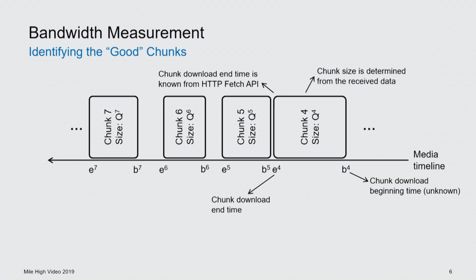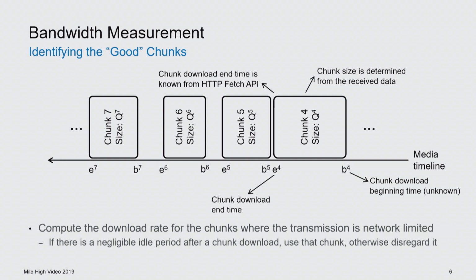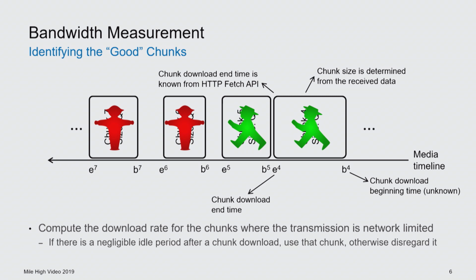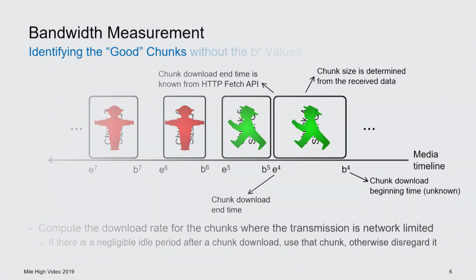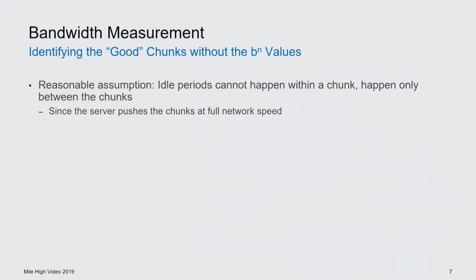If you don't have that information, and we don't, you can just try to predict it. If the B value for the next chunk is close to the E value of the previous chunk, that means they are really back-to-back, so they are network limited. If it is not, then they are source limited. So in this case, the first two chunks are the good chunks that I want to include in my bandwidth measurement, and the other two chunks are the bad chunks that I don't want to include, because otherwise I'm going to make a mistake.